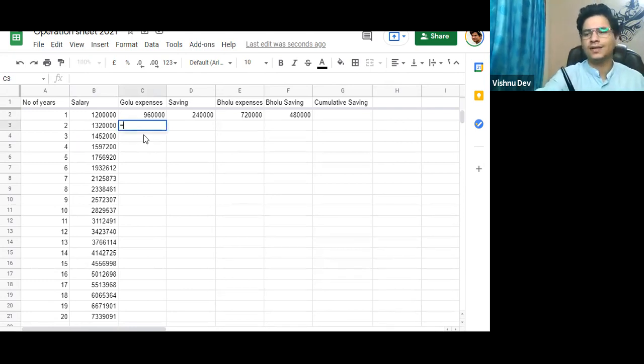So expense is 8%, right? 8% every year it is increasing. So it is 1.08, right? Into this expense, Golu's expense. So his expense is also increasing.